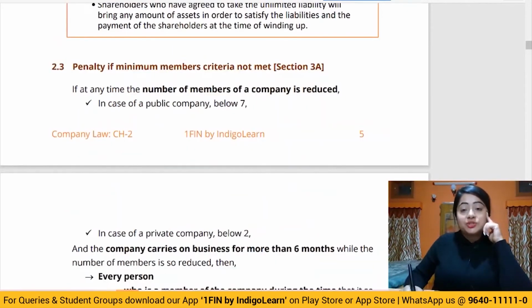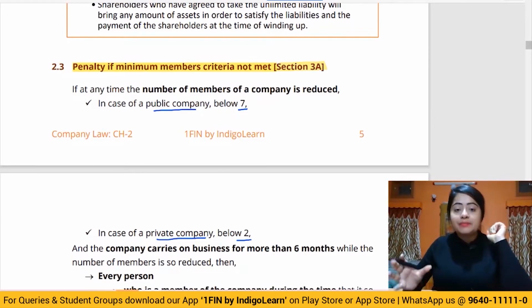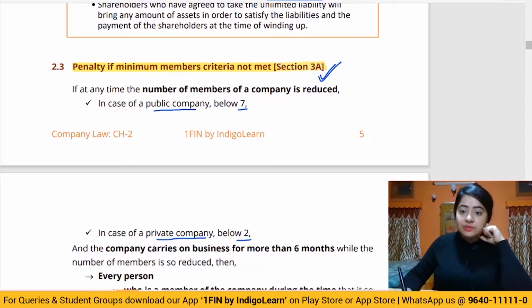Let's move on. The next section we are seeing is section 3A, which talks about the penalty if the minimum member criteria is not met. What is this section saying? We know that in a public company, a minimum of 7 members have to be present at all times, right? In a private company, a minimum of 2 members should be present. Now, what happens if this minimum criteria is not followed? If a public company has less than 7 members, or a private company has less than 2 members, in that case, section 3A comes into the picture.